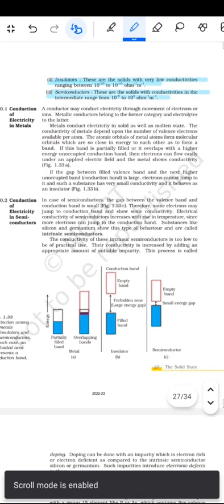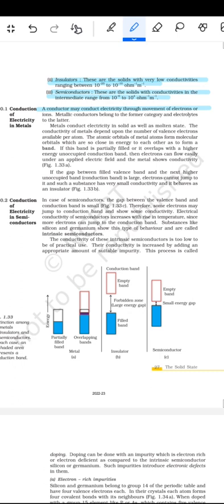Conduction of the electricity in the metals, अगर देखें तो एक कंडक्टर में conduct electricity through the movement of the electrons or ions. Metallic conductors belong to the former category and the electrolytes to the latter. Metals conduct electricity in the solid as well as in the molten state. The conductivity of the metal depends upon the number of the valence electrons available per atom.